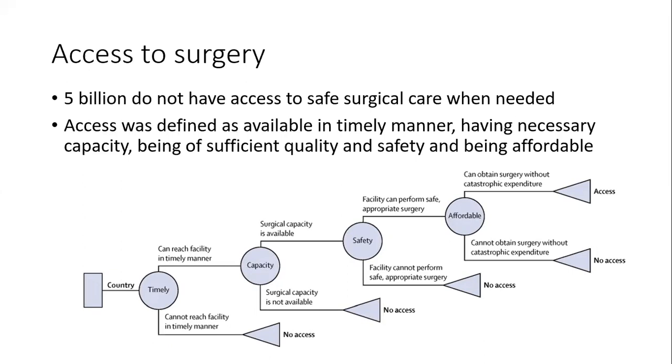So when talking about access to surgery, 5 billion people do not have access to safe surgical care when needed. What does that mean? Access was defined as available in timely manner, in manner having necessary capacity, being of sufficient quality and safety, and being affordable.